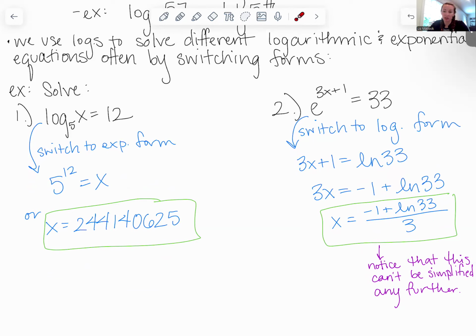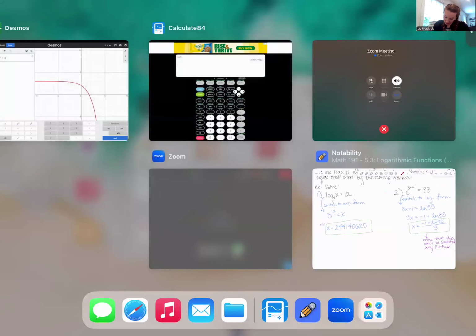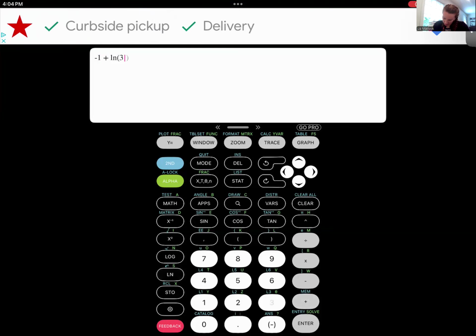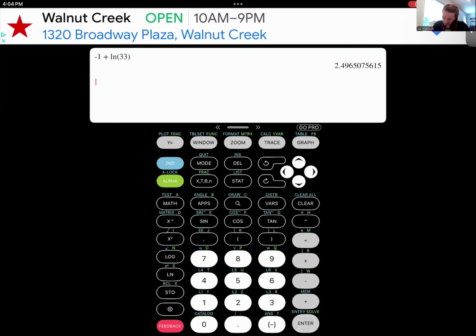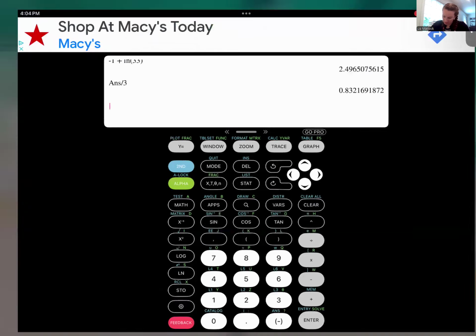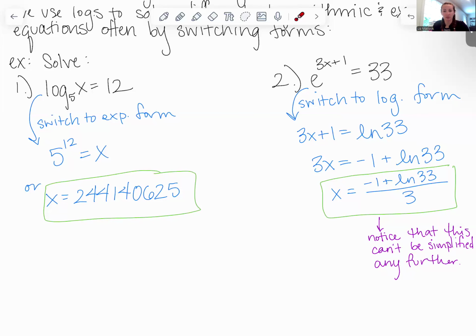You could plug this in your calculator to see what decimal approximation we get. Let's see, we've got negative 1 plus ln of 33, and then divide that by 3. 0.832169. So that's our answer here.